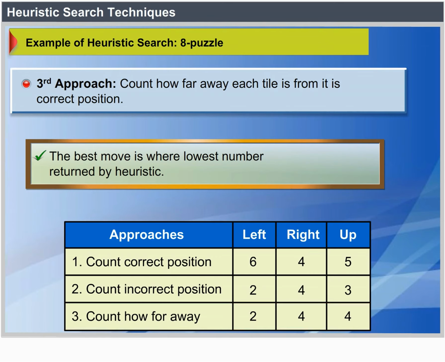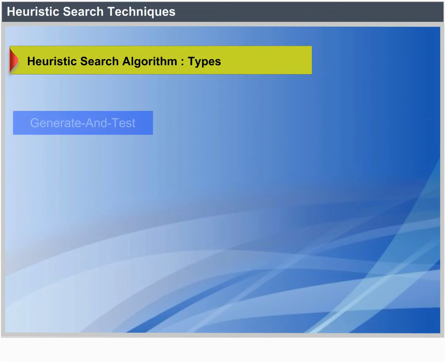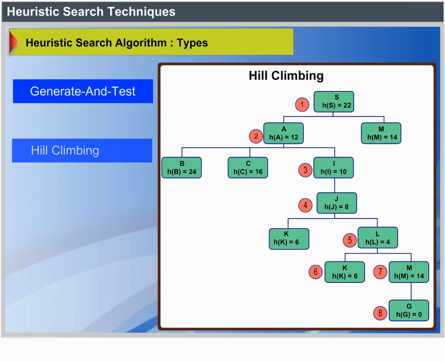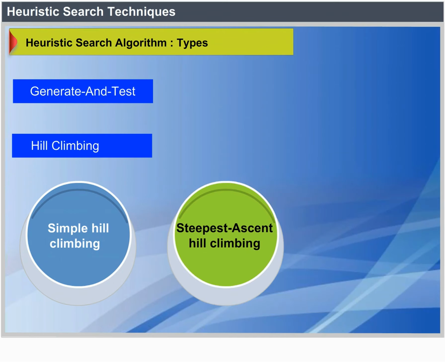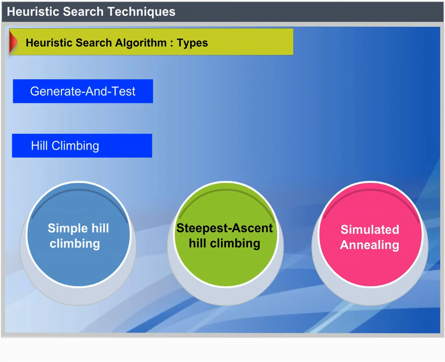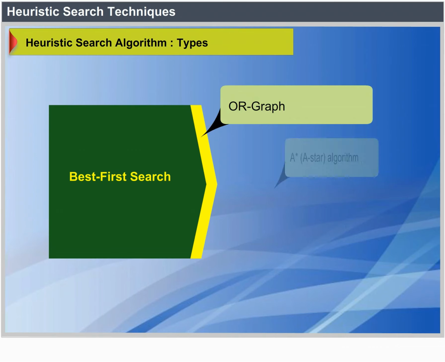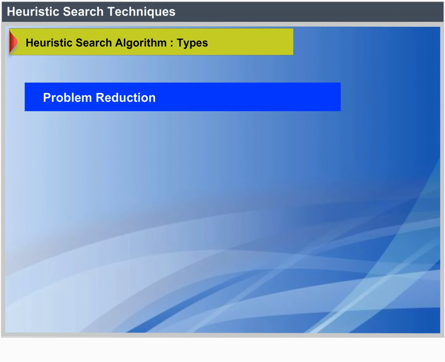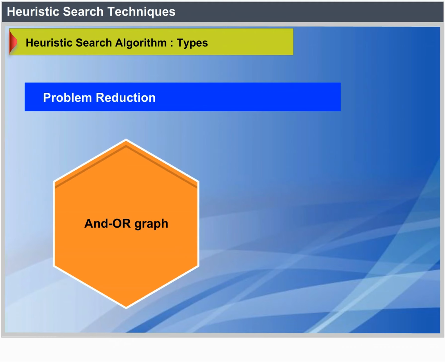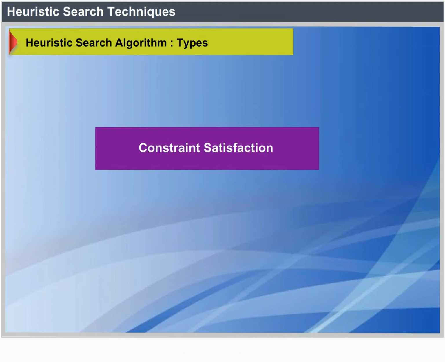Heuristic search algorithm types: generate and test, hill climbing, simple hill climbing, steepest ascent hill climbing, simulated annealing, best first search, OR graph, A star algorithm, agendas, problem reduction, AND OR graph, AO star algorithm, constraint satisfaction, means end analysis.